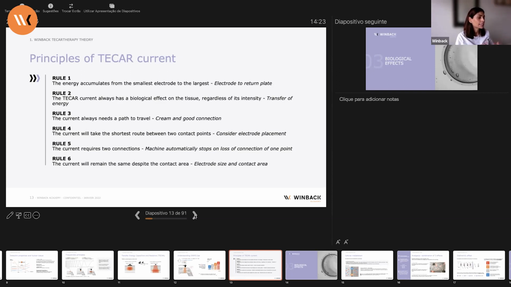Number 6 is that the current will remain the same despite the contact area. So you really need to focus on the size of the electrode that you're applying. The bigger the area, the more the current will spread around all the area that you're touching. But if you use a little area, you will concentrate the current in one spot. So the response will be higher, will be bigger, okay?